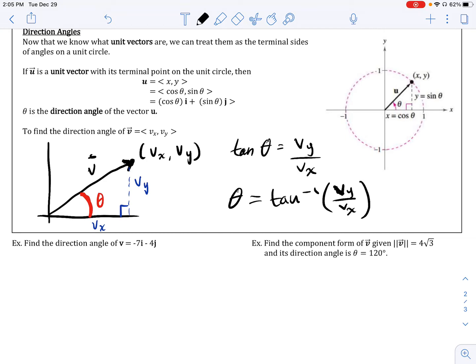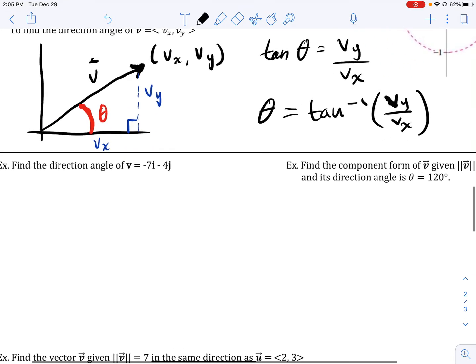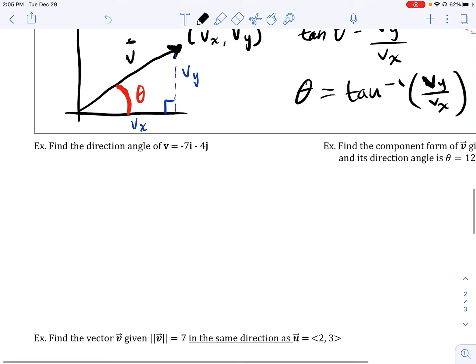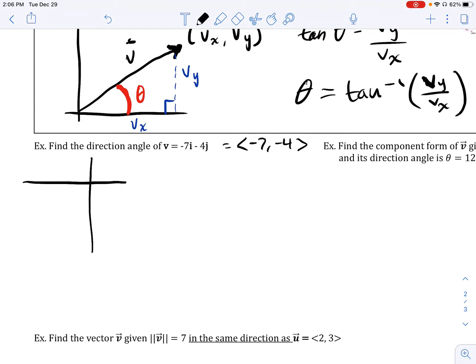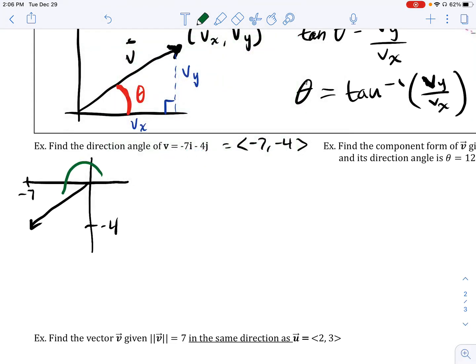So if I wanted to find the direction angle of this example here, let's try this. The direction angle of vector v. Notice that this vector currently is in standard form. This is the same thing as vector v being -7, -4. Well, maybe just draw this out just so you can see what this looks like. We're going to have to say that this is -7, this is -4, and our vector looks something like this. What we're trying to find is this angle here. What is this angle theta?